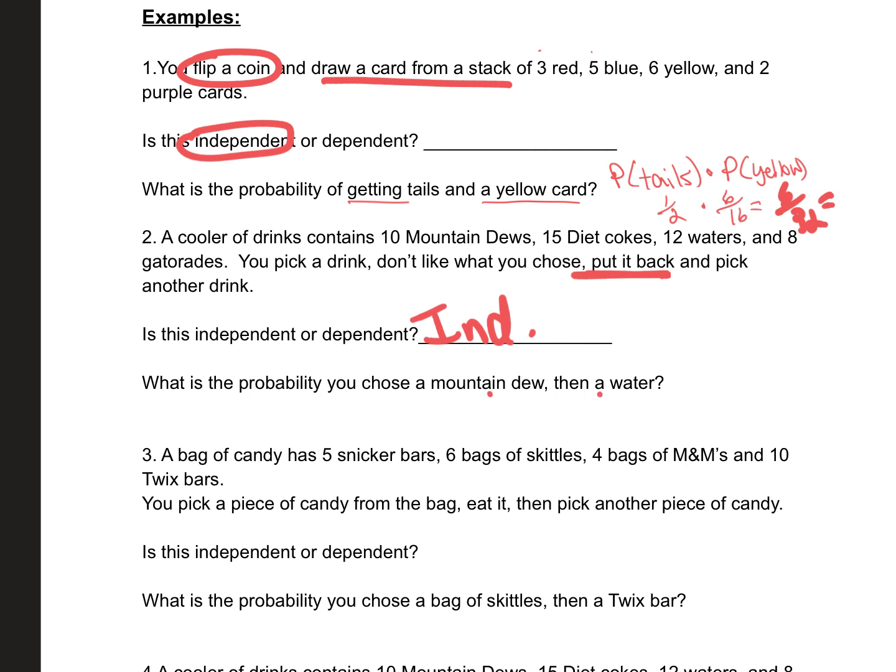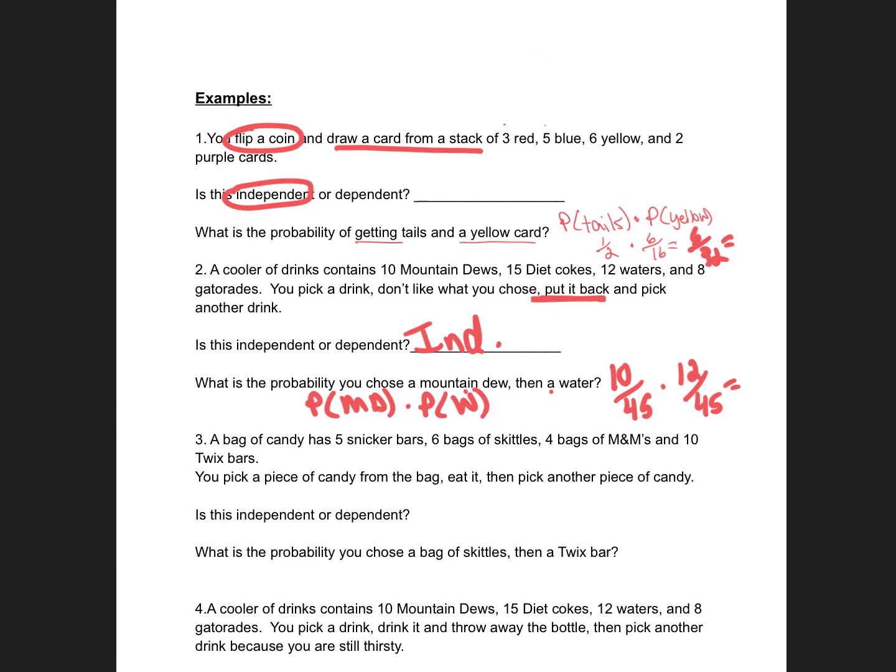So I pick one, my probability of a Mountain Dew, there are 45 drinks in the cooler. If you add up 10 plus 15 plus 12 plus 8, there are 45. So the probability of a Mountain Dew, I'm going to call that MD, times the probability of a water. Well, there are how many Mountain Dews? There are 10 Mountain Dews out of 45 times waters. There are 12 waters out of 45. And when you multiply them together, you get 120 out of a very large number, 2,025.